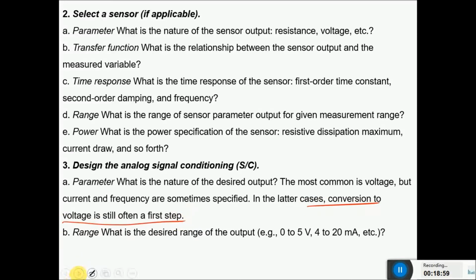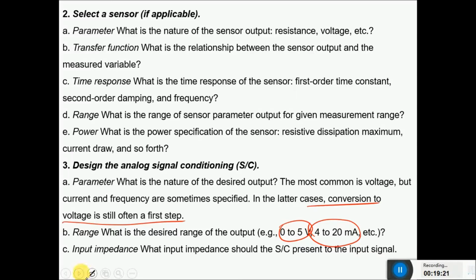What is the desired range of the output? For example, in case of the ADC, we said that we need a voltage output from 0 to 5 volts, or in case of signal transmission in industry, as we discussed, the signal is usually transmitted in terms of current, so the current should be in the range of 4 to 20 milliamperes, that is the industrial standard.